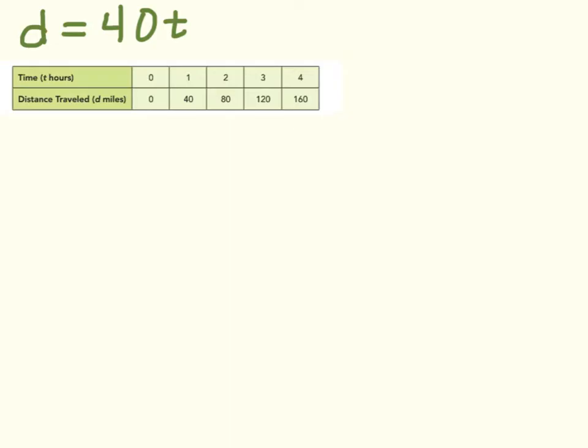If time equals 0, distance is of course 0. When time equals 1, distance is 40 miles. When time equals 2, distance is 80. When time is 3 hours, distance is 120 miles. And when time equals 4 hours, distance is 160 miles. So let's graph this on a coordinate plane.